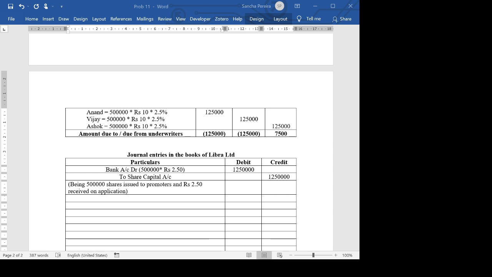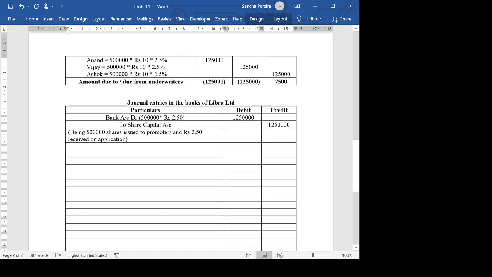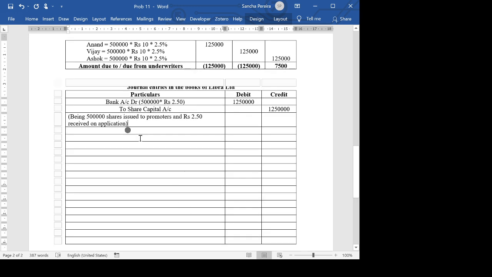Okay, any questions with regard to this? Fine. We go on to the next one. Now we go on to the regular entries: bank account, the public issue, firm underwriting, all that.